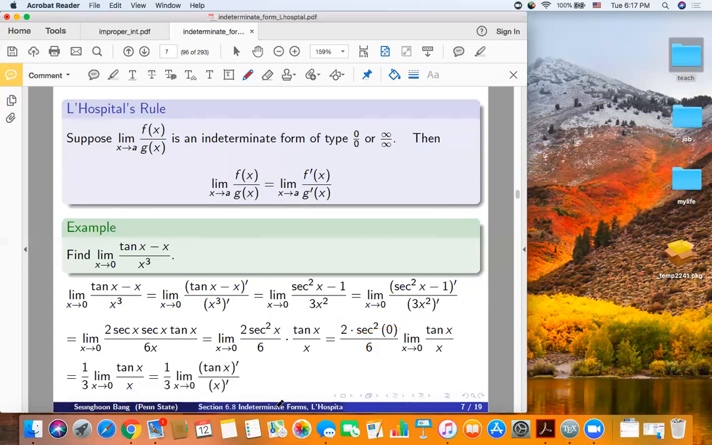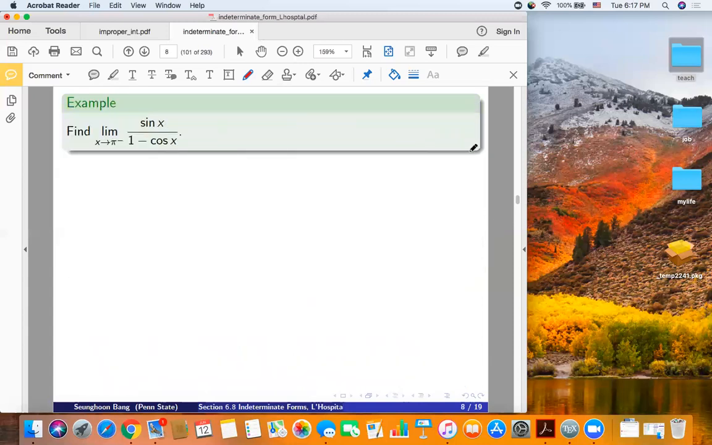You have to use L'Hopital's rule again. So tangent prime is secant squared, x prime is 1. You plug 0 into x, secant of 0 is 1. We have 1/3 times secant squared of 0, which is 1/3 times 1, equals 1/3. So this is the idea.